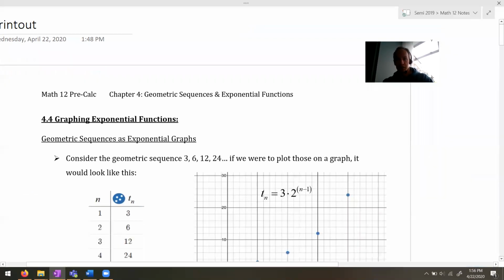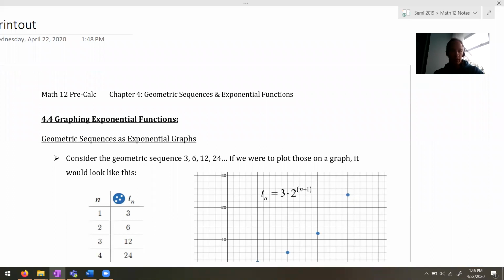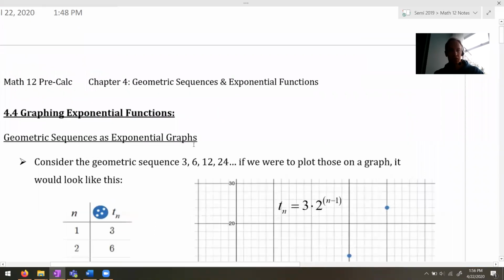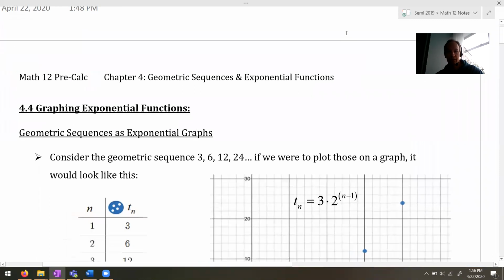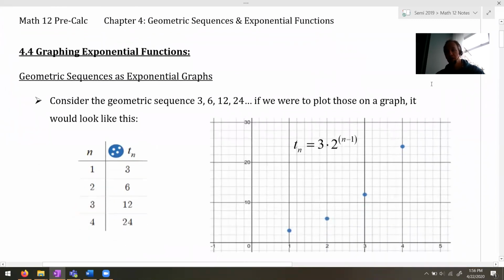The title of today is 4.4, Graphing Exponential Functions. So the first thing we're going to do is take a little second. We're going to segue out of geometric sequences into the world of exponential graphs. So let's just have a quick little look here. This is all pre-planned. This is the paper version, although the Desmos thing I just did is kind of the same idea.